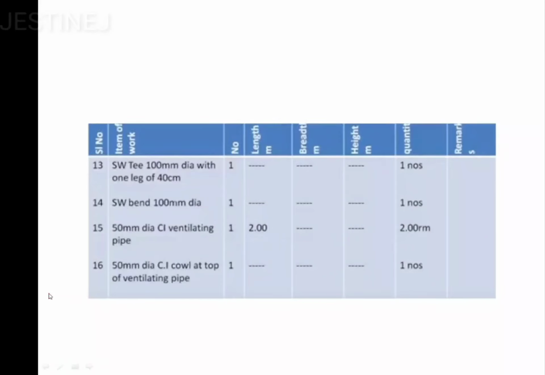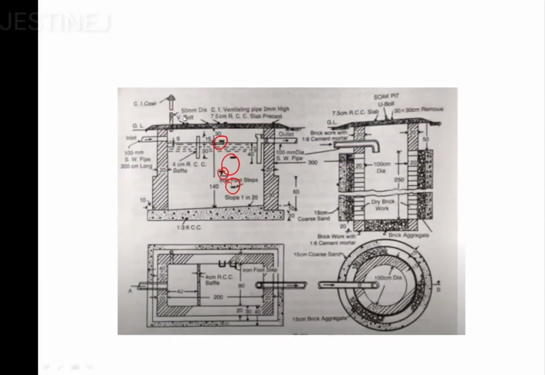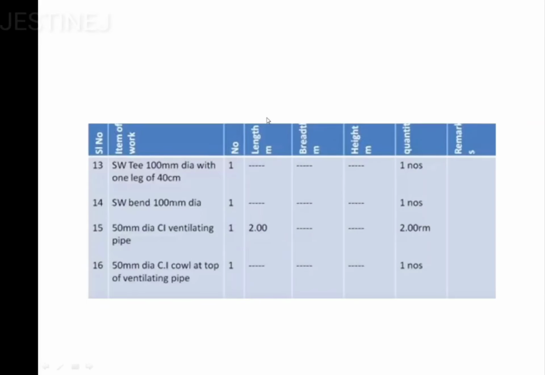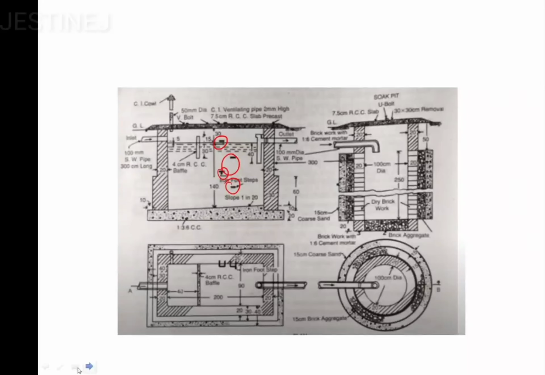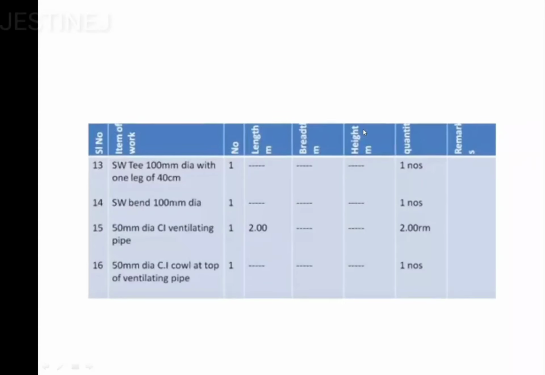Then the 50 mm dia ventilating pipe. Here it is mentioned 50 mm dia and its length is provided here, so you can write down that value. And the 50 mm dia top of the ventilating pipe is also mentioned here, this top portion, so you can take that down. So this is another case. This is the T junction, this is the bend case. You can simply write down how many numbers.